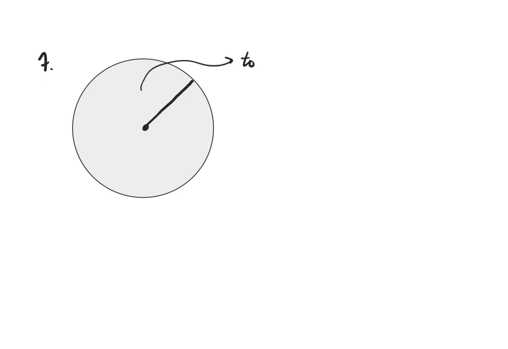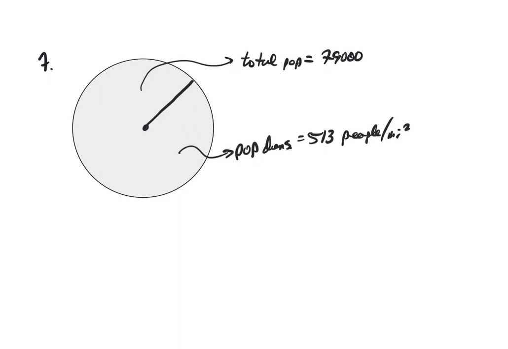They say the total population in this region is about 79,000 people. And they also tell us that the population density in this region is about 513 people per square mile. So people per square mile. And then the question is, what's the radius of the region?